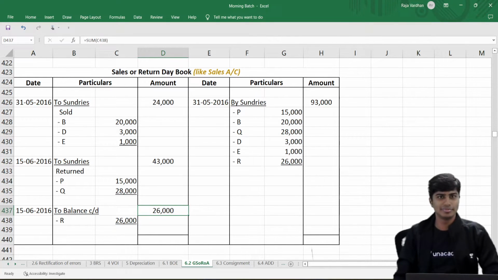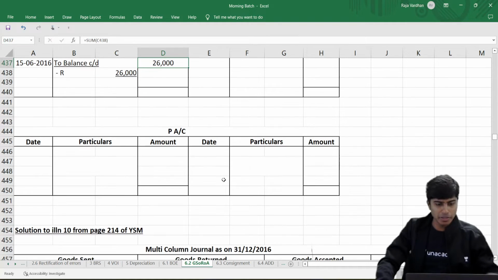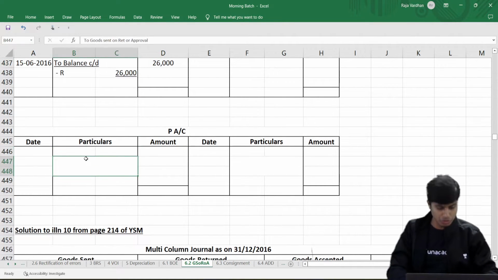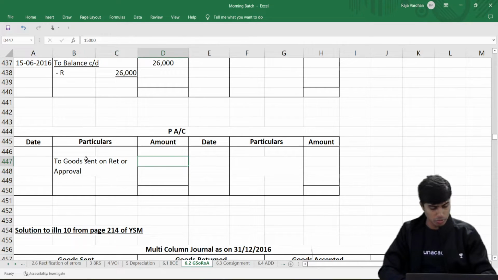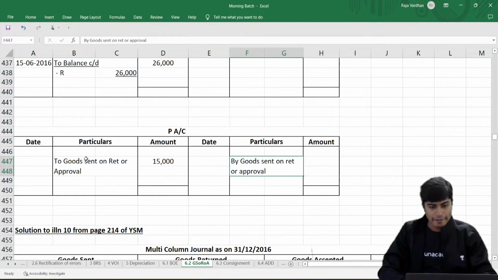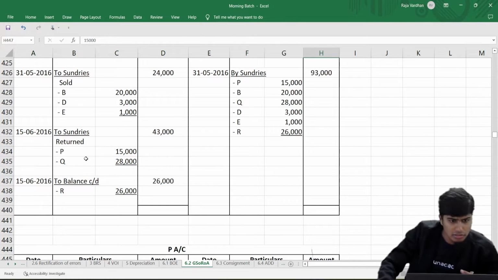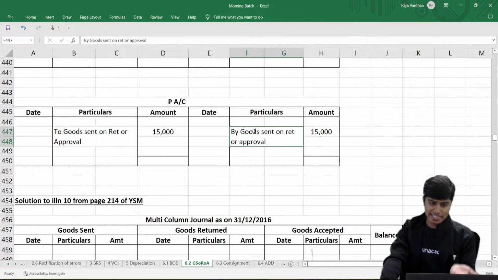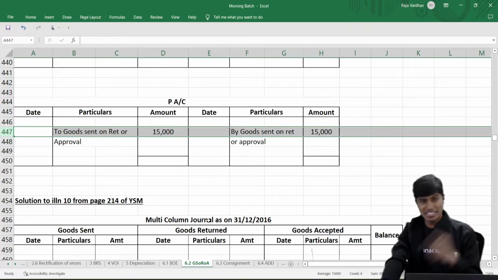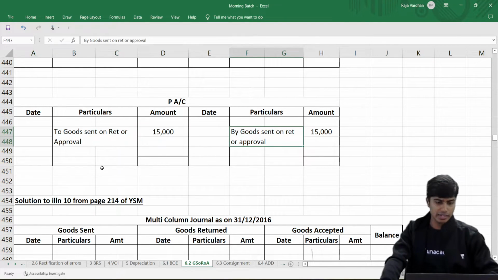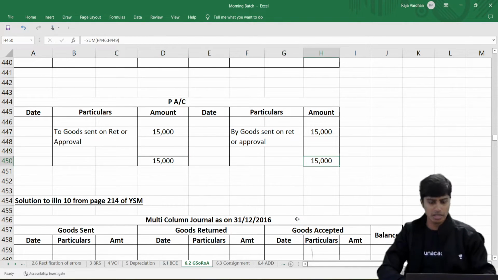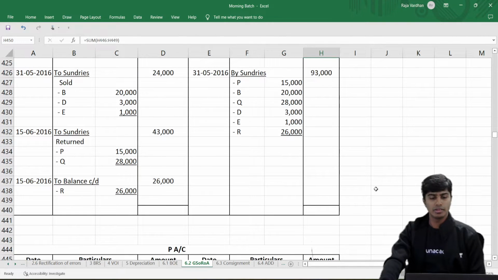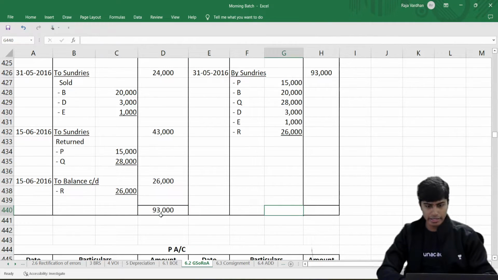Ta-da! That's it. You can also prepare Mr. P's account, as requested in the question. Here we'll write goods sent on return or approval to him is 15,000, and he has returned, so both ways we'll write 15, 15 and then close it. If it is accepted, same entry; if returned, same entry. If it is neither accepted nor returned, then I would have written balance carried. This is the simplest ledger account you would ever come across. This ledger also will get balanced, total being 93 and 93.